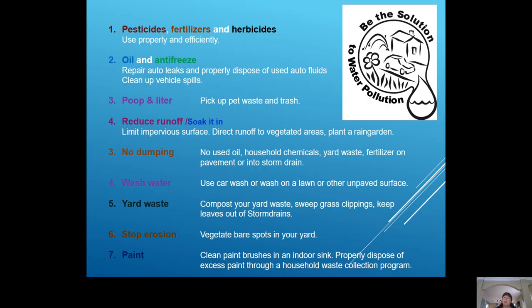You can always plant a rain garden. If you have soil in your yard that is kind of impervious, like that clay soil, you can always lay down and plant a little garden to try to soak in more water that way.